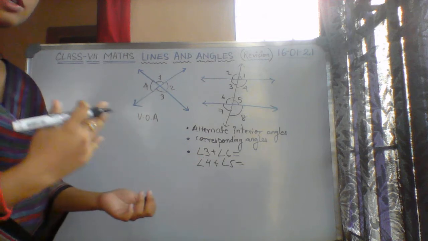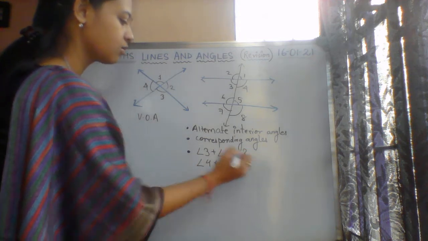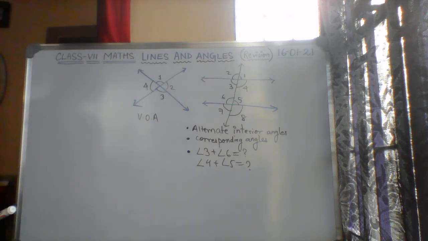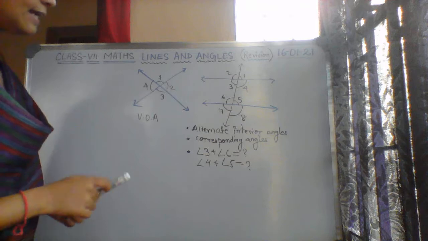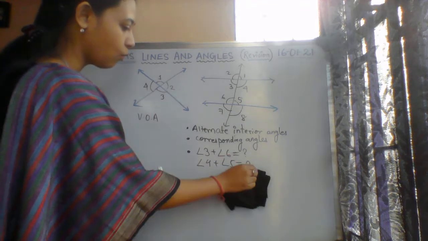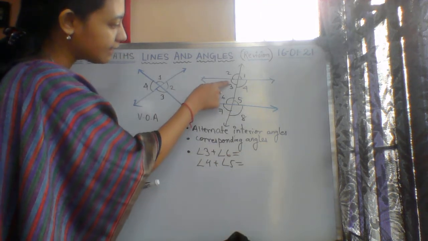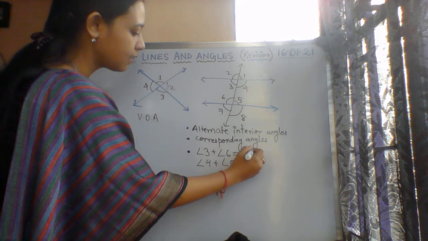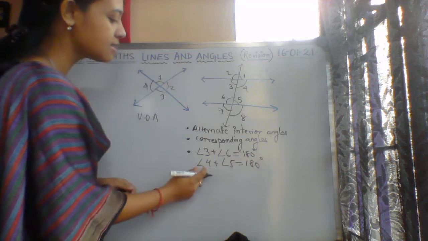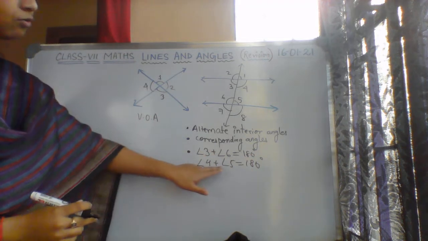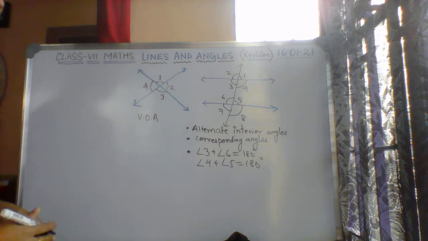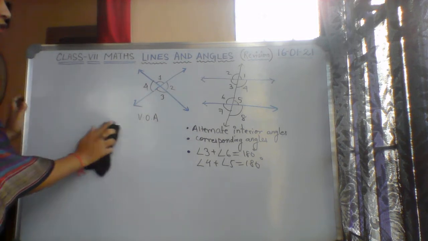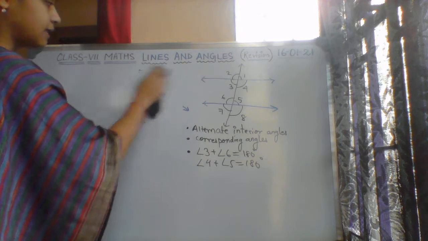Now this one you just recall. What value will you get? You have studied. Yes, it will be 180 degrees. So if you add interior angles on the same side of the transversal, you will get a value of 180 degrees. So if one is unknown and one is known, you can easily find it out. So these are the few terms we have learned related to this chapter, lines and angles.